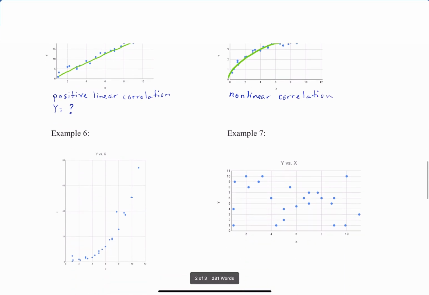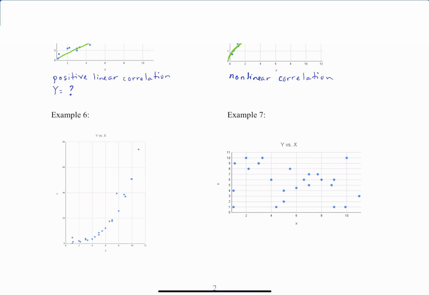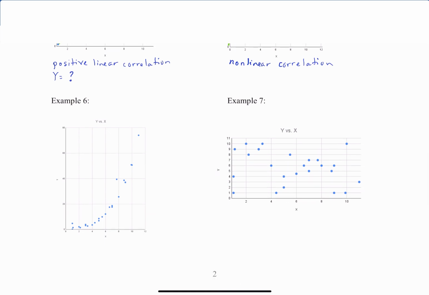And similarly, if we look at example 6, the dots do seem to trace out some kind of curve. And we could presumably come up with a formula for that curve. So again, we've got non-linear correlation here. It's not perfect, it's messy, but there's a pretty clear relationship between the x and the y. It looks like the y depends on the x somehow.